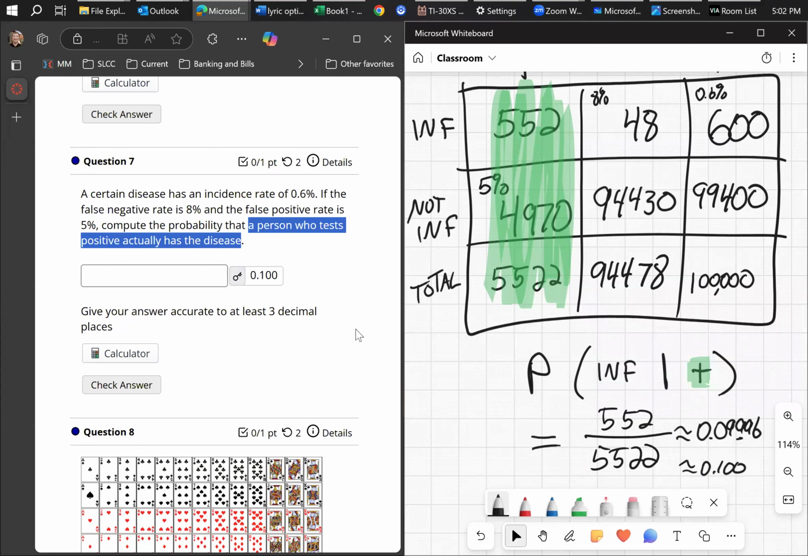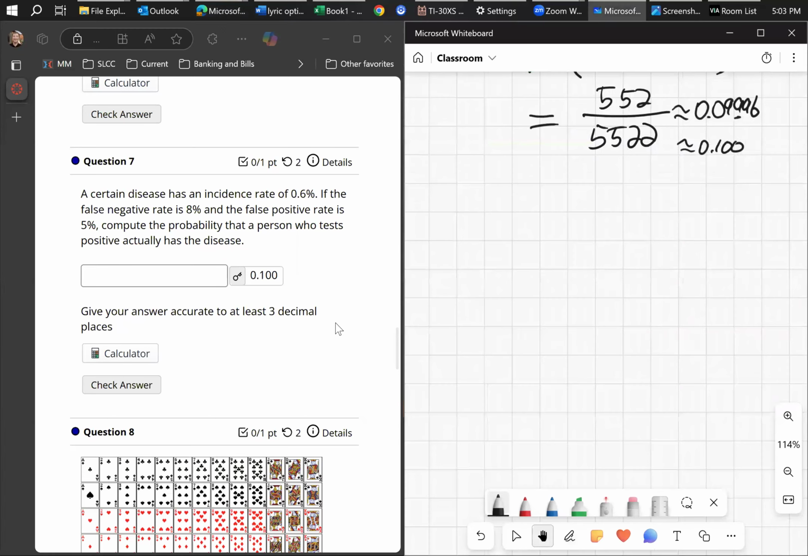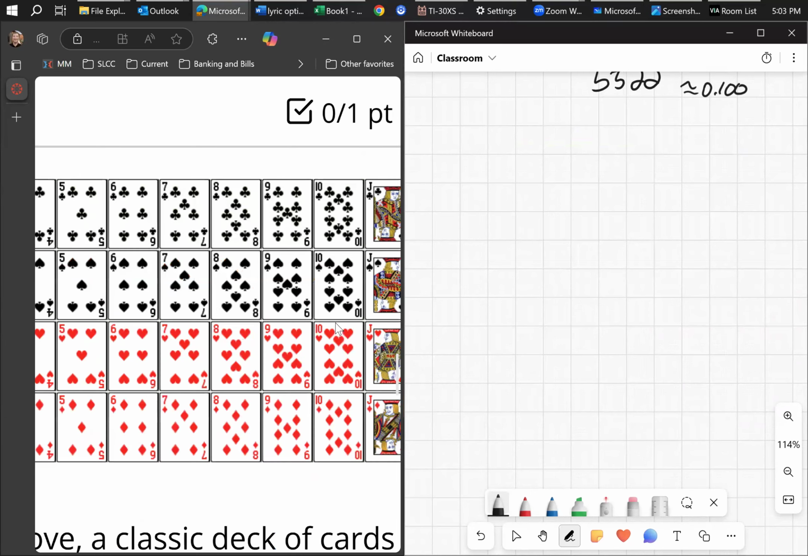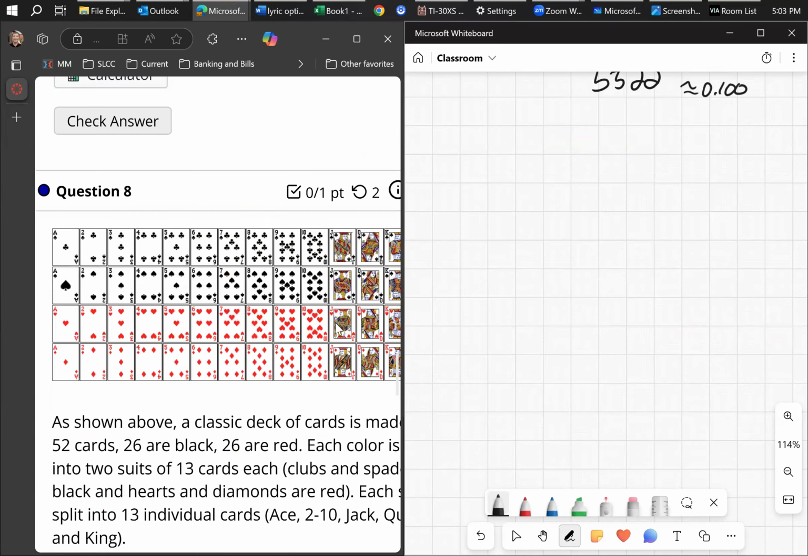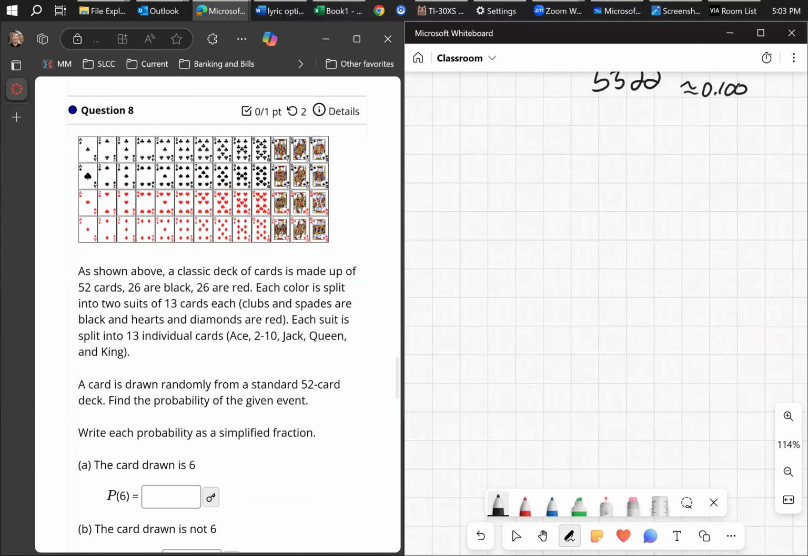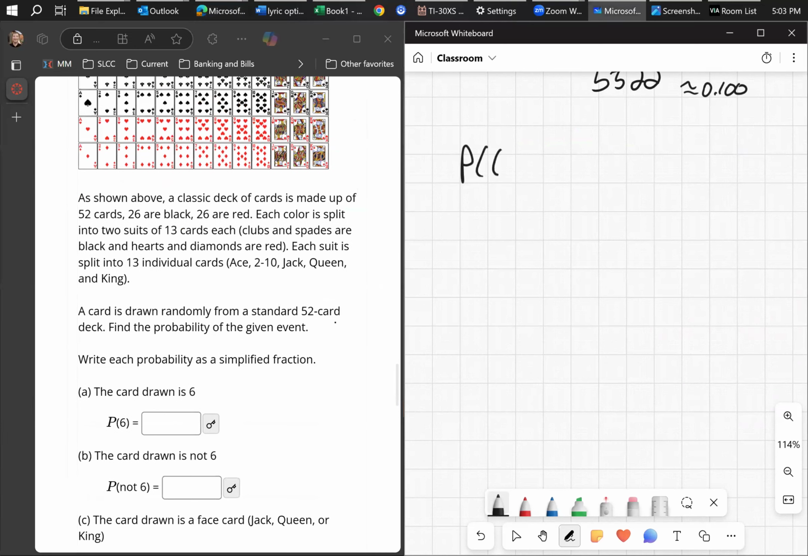That's kind of scary. False positives cost a lot of people a lot of time and money during COVID because they couldn't work. Okay, next up, here we have a sample space of a whole bunch of cards. This is a standard 52 card deck, which will be the type that you'll see on the test as well. The card is drawn randomly. Write the probability of getting a 6.